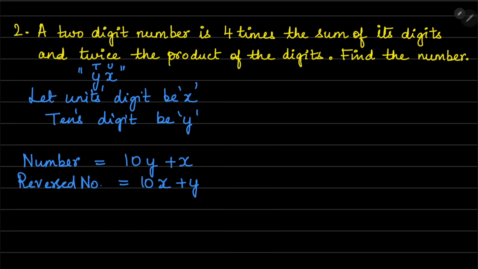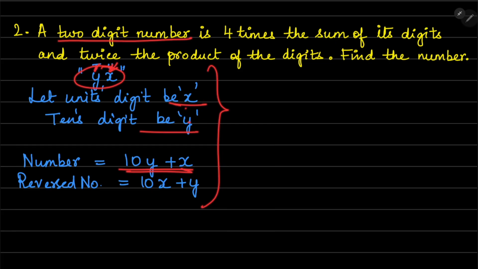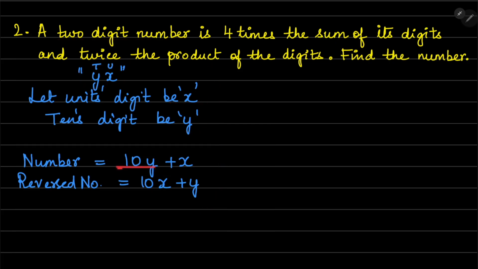So the minute you see the words 2-digit number, you have to write all of these. Let the number be yx. Let x be your units place and y your tens place. So the number will be y times 10 plus x times 1, that is 10y plus x. And if you reverse the digits, that is xy, then it will be 10x plus y. So the original number is yx.